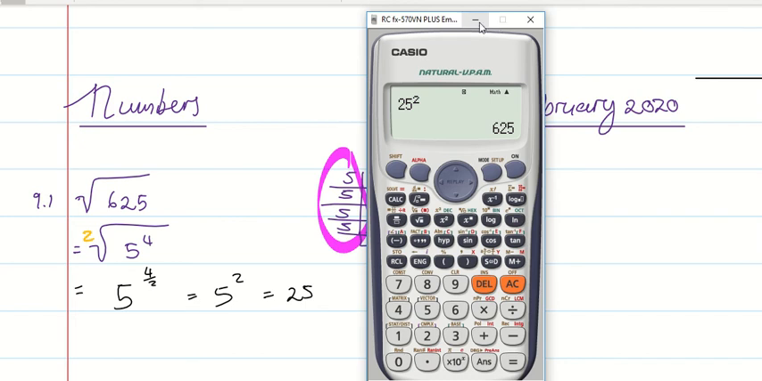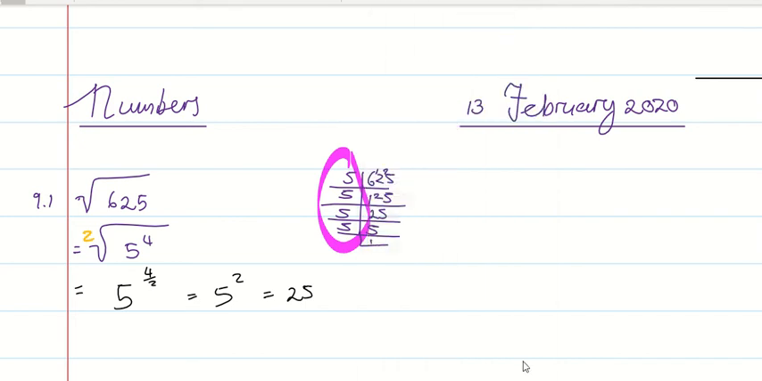Okay, so that's question number 9.1. Let's look at question number 9.2. So 9.2 says the square root of negative 64.